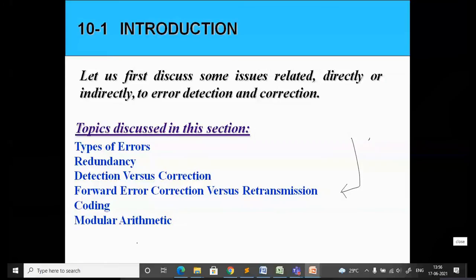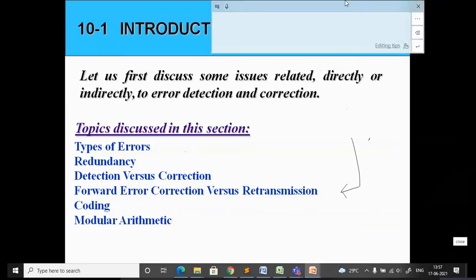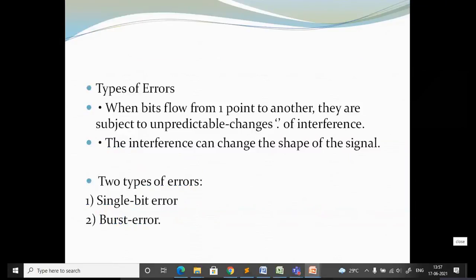Then we have a method where you are going to learn about detection and correction. That is called coding. So what is coding and types of coding? This modular arithmetic is not part of the syllabus. So here, types of errors.